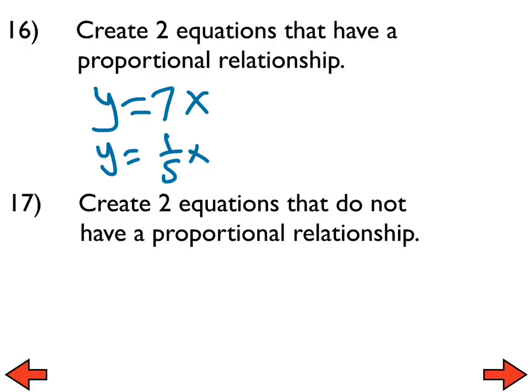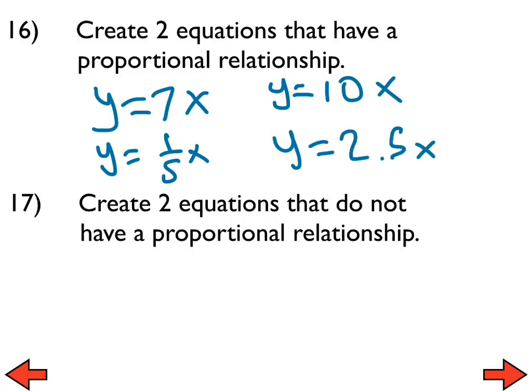Chloe, give me one. Say it again. Y equals 9 minus 2.7. It should be y equals, oh no, still proportional. 10x, okay, that works. Y equals 10x. Give me one more. Natalie. Okay, those are all very nice.